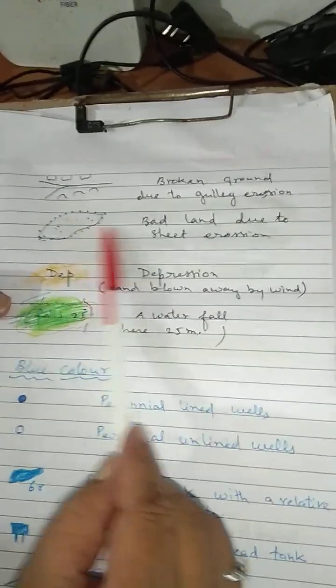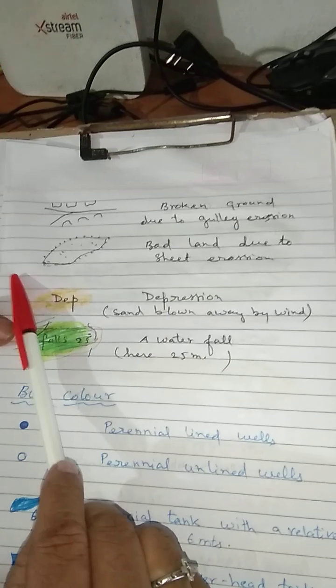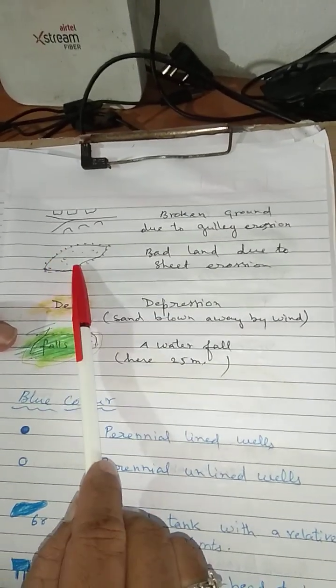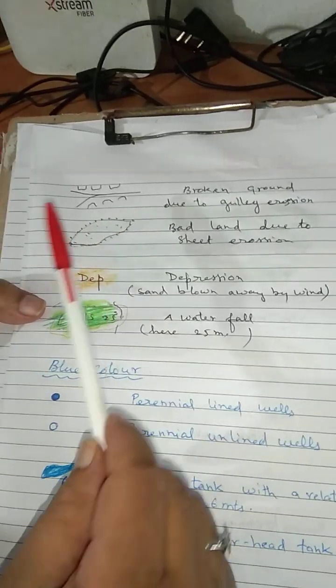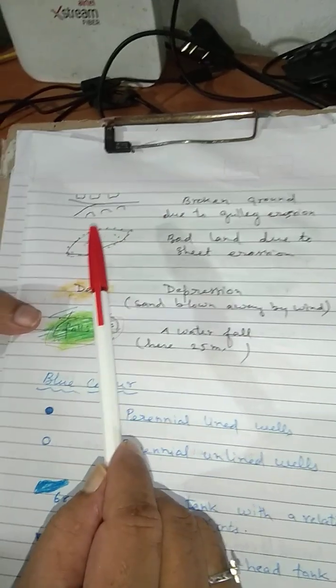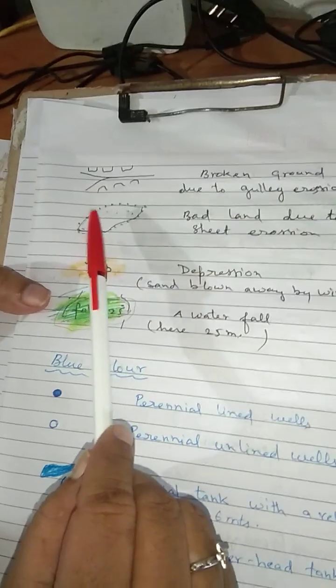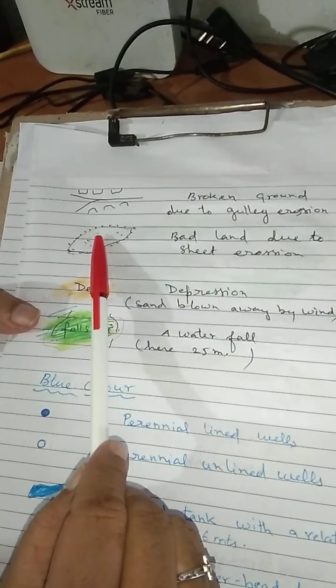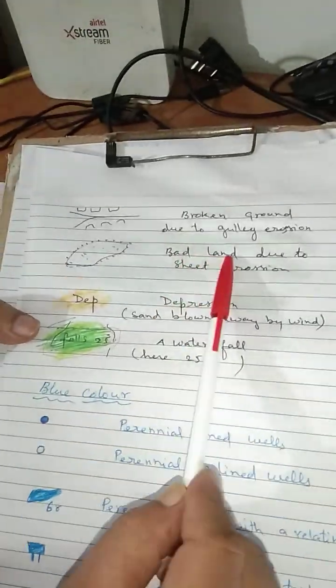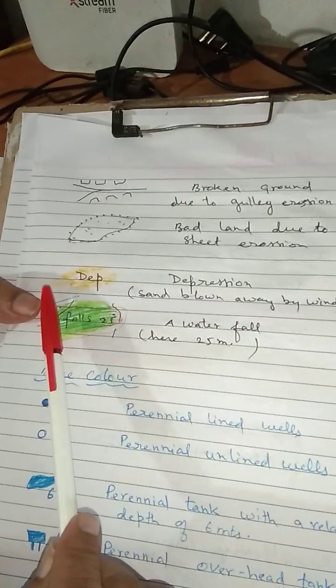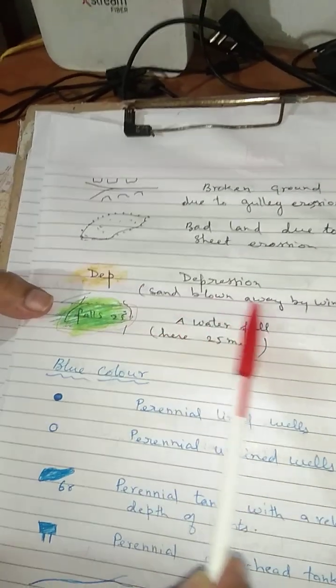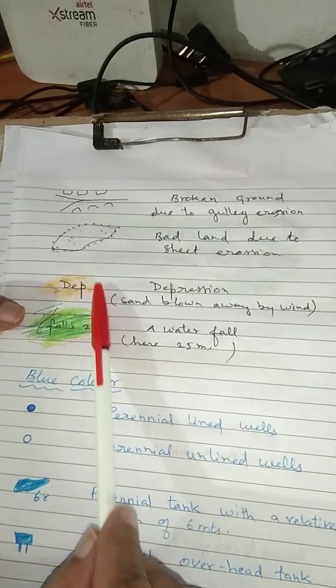This is sheet erosion, bad land due to sheet erosion. Heavy rainfall, faulty technique of agriculture, overgrazing, and strong winds are the causes for sheet erosion. Flooding is the cause for gully erosion, and there are different causes: faulty technique of agriculture, overgrazing, strong winds, strong flow of water. All these are causes for bad land. DEP stands for depression. When the sand is blown away by strong wind, DEP is written over there. Depression.